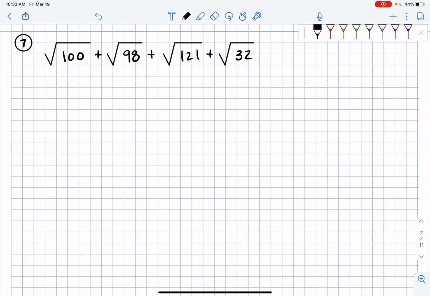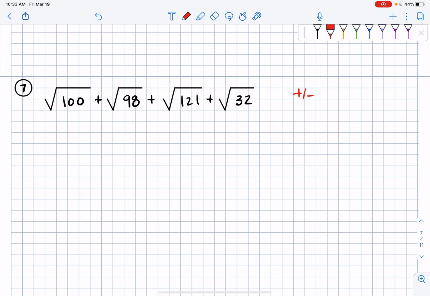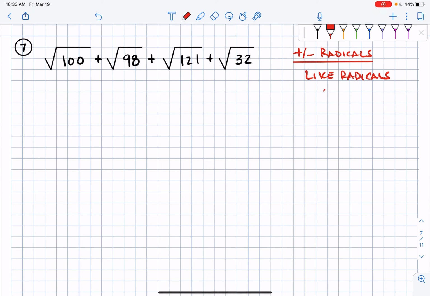Now, 7 is adding, subtracting. So adding, subtracting radicals. In order to add or subtract radicals, we have to have like radicals. And what the heck are like radicals? Radicals that have the same index and the same, oh, I need more space than this for that word. Radicand.